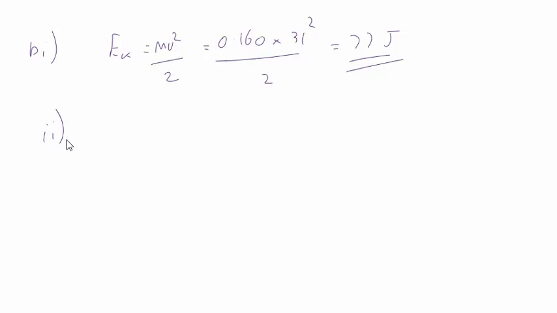In part 2, we're to find the change in gravitational potential energy of the ball as it moves from ground to maximum height. Well, for this the potential energy is mgh, which is 0.160 times 9.81 times the height of 2 meters, and this comes out at 3.1 joules.